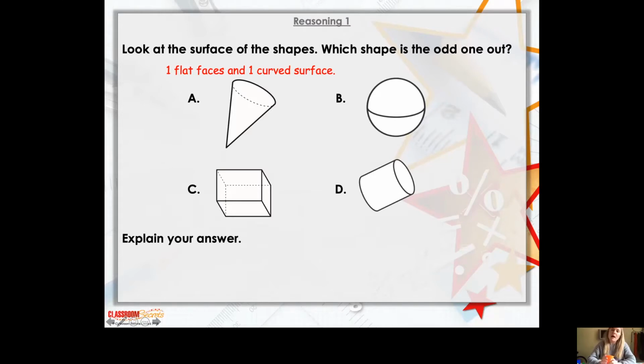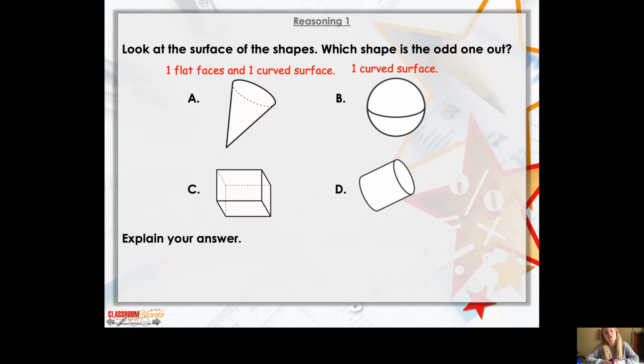Okay, B, how many flat faces does a sphere have? Well, a sphere doesn't have any flat faces, does it? It only has curved surfaces. So therefore, a sphere has one curved surface. Now, we have a cuboid and a cylinder here. So what I'd like you to do is pause the video and have a think how many flat faces and how many curved surfaces do each of these shapes have?